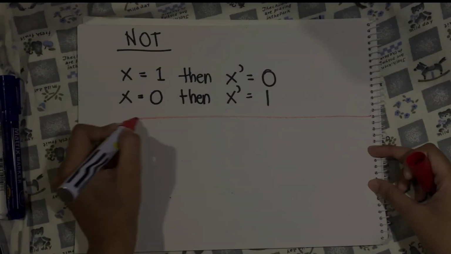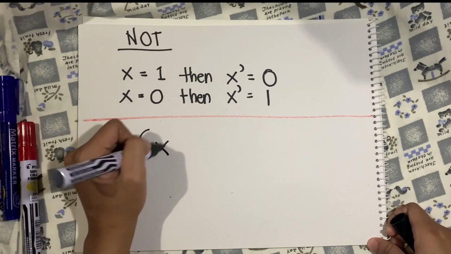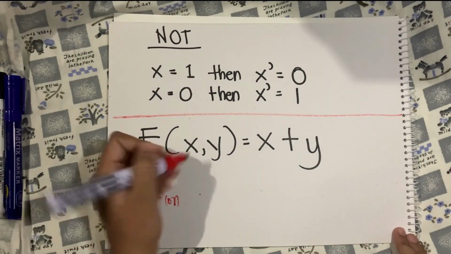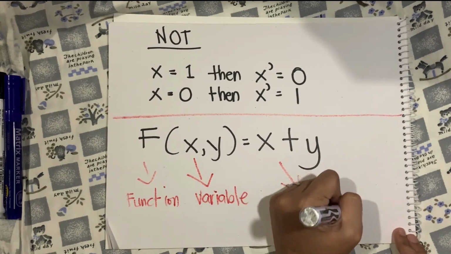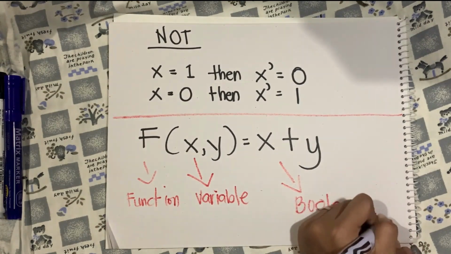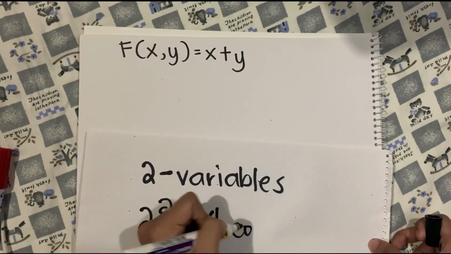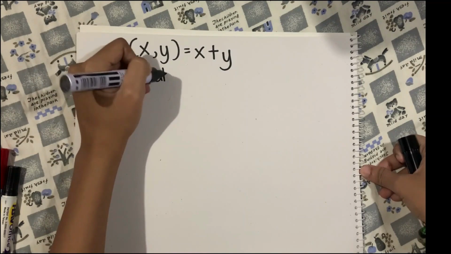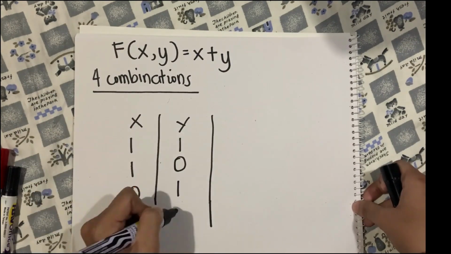So let's have an example for two variables. Show a truth table for the following function: F(x, y) is equal to x plus y. The Boolean function is represented by capital letter F, x and y are the variables, and the Boolean expression is x plus y. So let's create a truth table. We have two variables, so 2 squared is equal to 4 combinations of zeros and ones for a single Boolean expression.